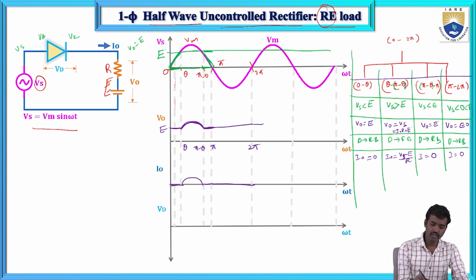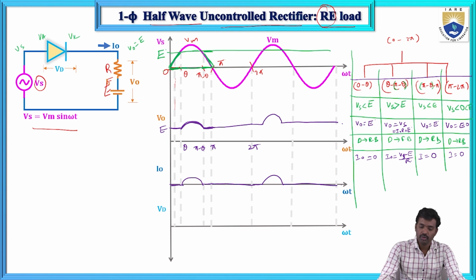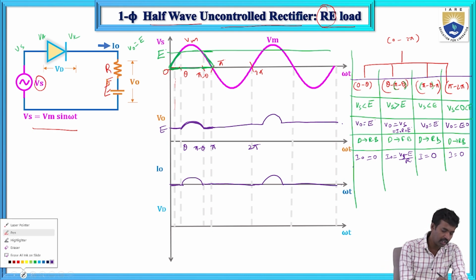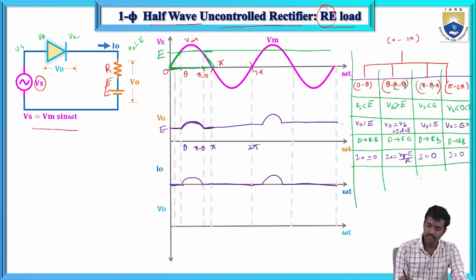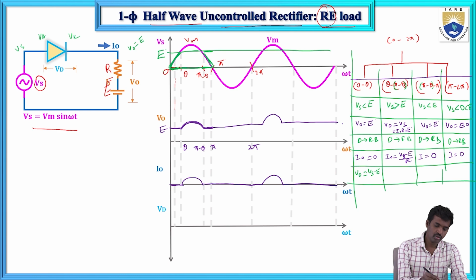And next case, up to here this is the current and this cycle completes. Now what about the diode voltage? Vd equals Vs minus E. So this is Vs minus E, and it starts from here only. So Vd is minus E here.